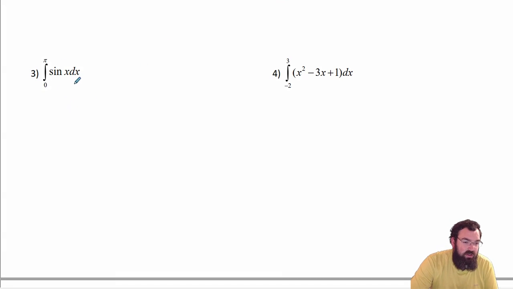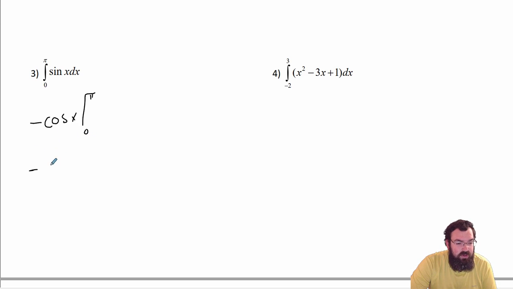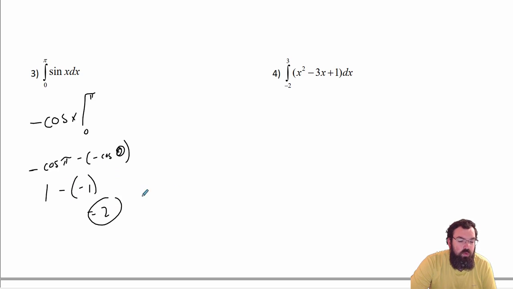The antiderivative from 0 to pi of sine of x dx. Remember, we have to think about our derivative rules, and so this is going to be negative cosine of x from 0 to pi. If you need to go back and review that, I suggest you do. Then I get negative cosine of pi minus negative cosine of 0. Cosine of pi is negative 1, but negative of a negative 1 is positive 1, minus cosine of 0 is 1, so minus 1. That's going to be 2.